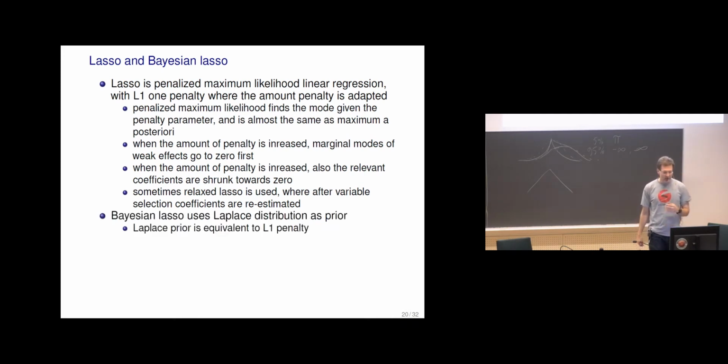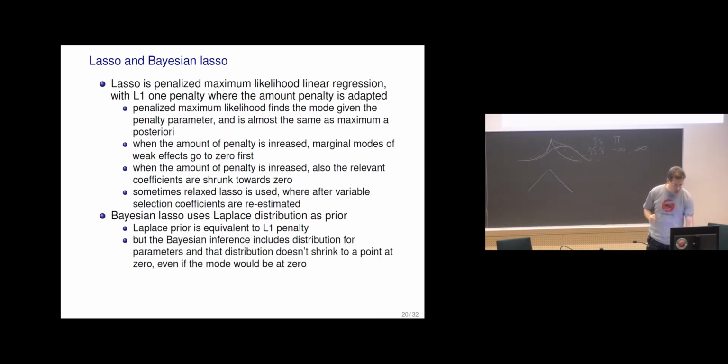Now, someone thought that, okay, since Lasso works so well, and since Bayesian is so great, combining two good things has to be better. But it turns out that combining two good things is actually worse. The L1 penalty is the same as using the Laplace prior, but now we are looking at the whole distribution and not just the mode.